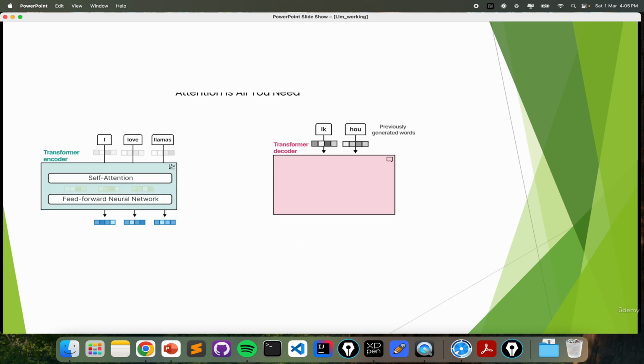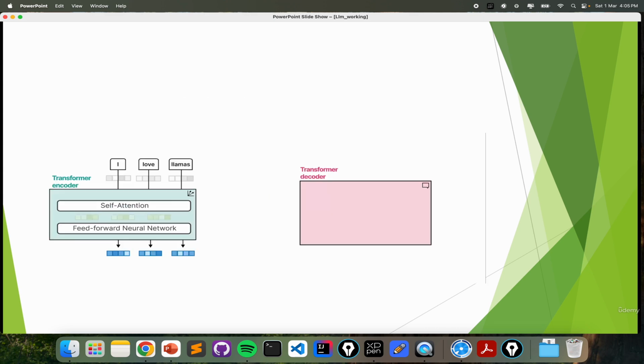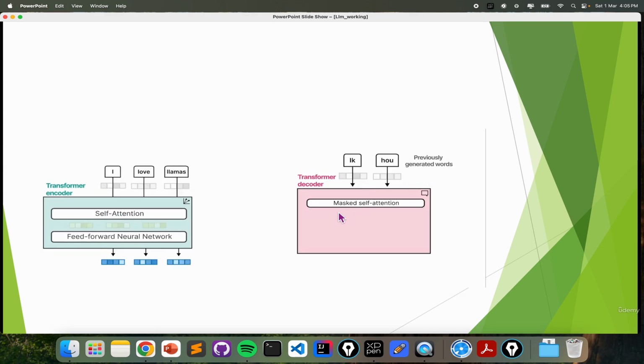Then comes the transformer decoder. The transformer decoder works based on the masked self attention. What is masked self attention? It will try to predict the next word. Suppose it has written "I" and "love", then it will try to predict what the next word will be. In self attention, it was trying to see every word.